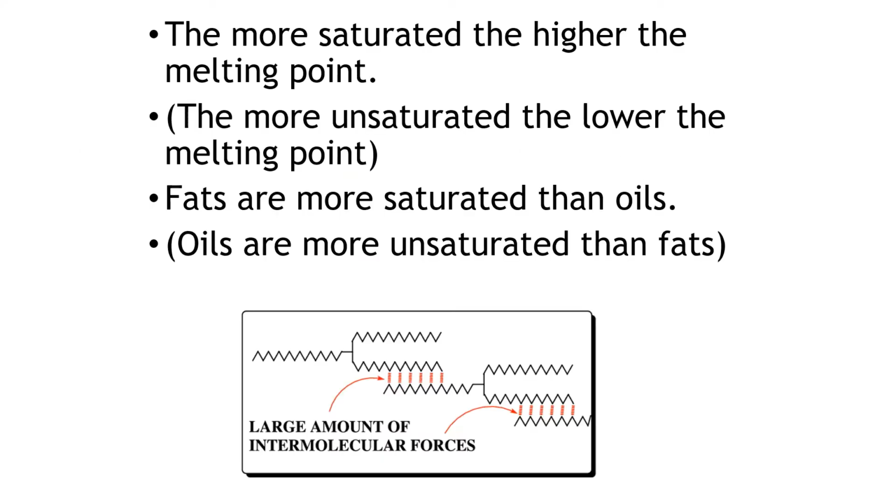So we can say that the more single bonds between the carbons, i.e. the more saturated the fat, the higher the melting point. Or the more unsaturated the molecule, the lower the melting point. So we can assume that fats are more saturated than oils, or conversely, oils are more unsaturated than fats. The reason that saturated fats have higher melting points is due to the fact that the chains are straighter and you can pack them more closely. If you can pack them more closely, then there's more overlap and there's larger amounts of intermolecular forces between the fat molecules, typically London dispersion forces.